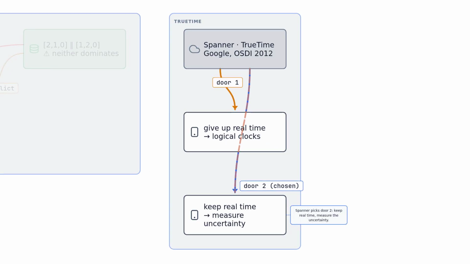Logical clocks throw real time away. Google's Spanner, OSDI 2012, took the opposite bet. Keep real wall clock time across a planet-spanning database, but be brutally honest about how unsure you are of it, and build that into the clock's API itself.